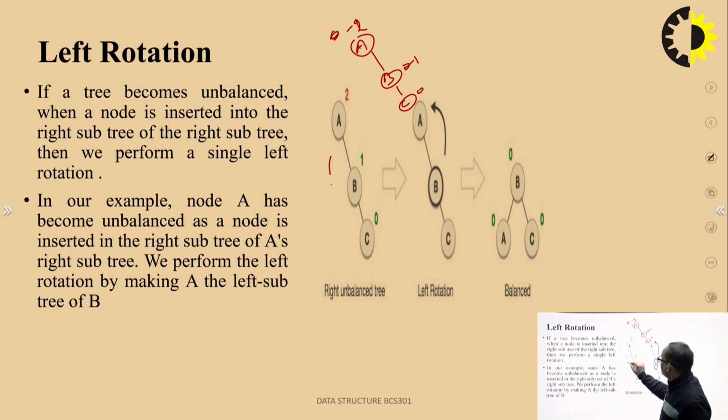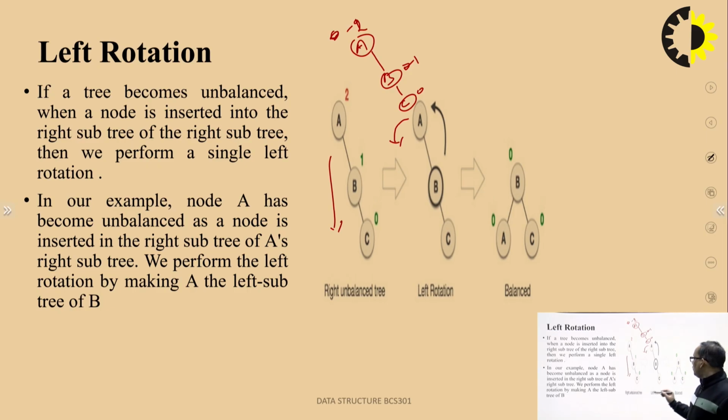Now this tree becomes unbalanced. When did it become unbalanced? When we inserted C. Where is C inserted? C is inserted in the right subtree of A. So in this case we need to perform the left rotation. And what do we do in left rotation? We rotate the tree in the anti-clockwise direction.